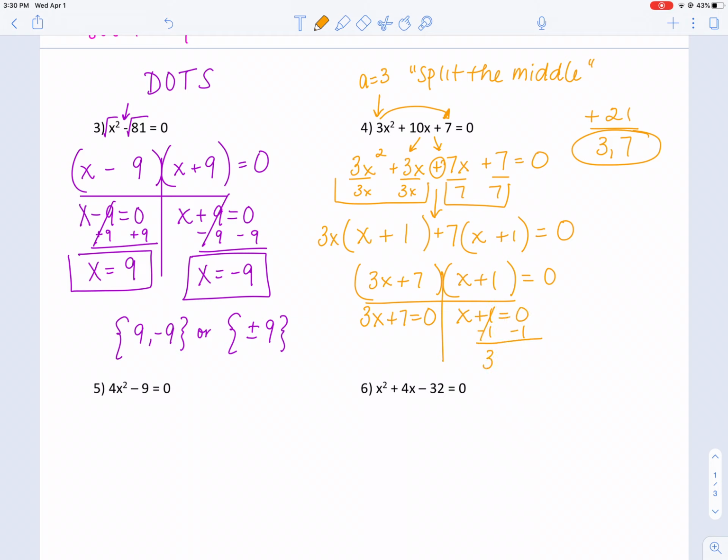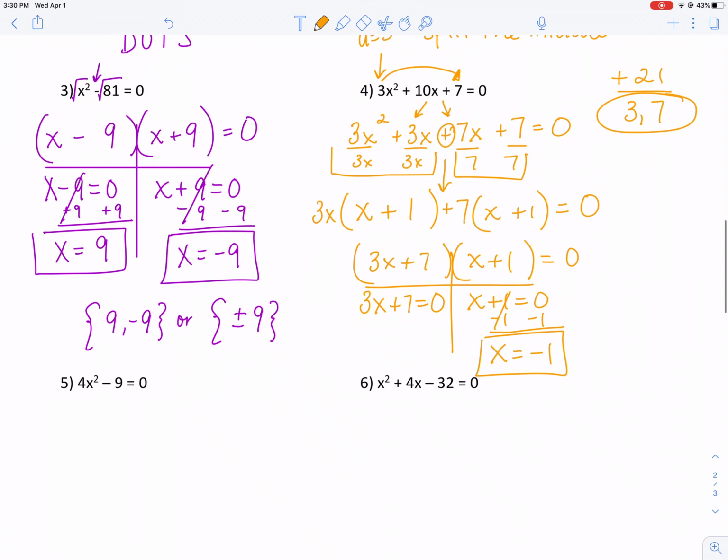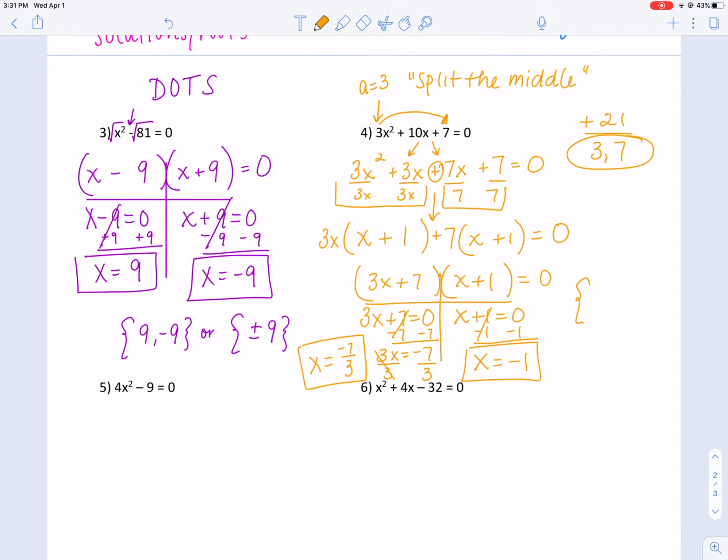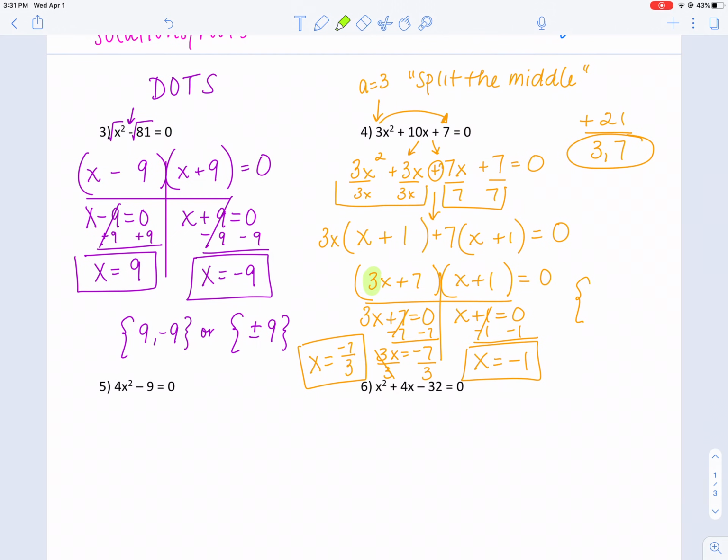I'll do it quick. X equals negative 1. But on this side, not only do you have to minus 7 from both sides, so 3x equals negative 7, you're now going to divide by 3. So x equals this number, negative 7/3. It becomes a fraction. So notice when you have this coefficient in front, you wind up getting a fraction.